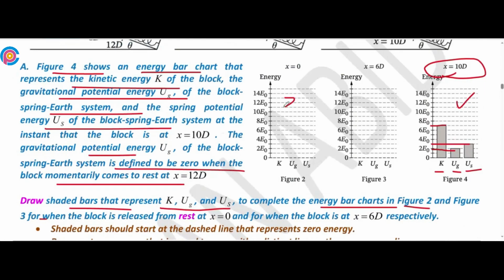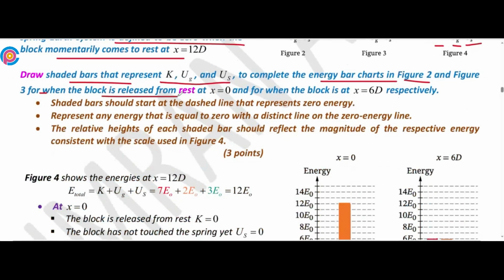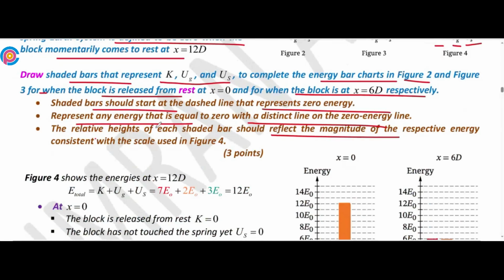So we have to make the chart for figures 2 and 3, when x is equal to 0 and x is equal to 6d, when the block is released from rest at x equal to 0 and when the block is at x equal to 6d respectively. The instructions: the shaded bar should start from the dashed line that represents zero energy, and any energy equal to 0 should be represented with a distinct line on the zero energy line. The relative height of the shaded bar should reflect the magnitude of the respective energy, consistent with the scale used in figure 4.